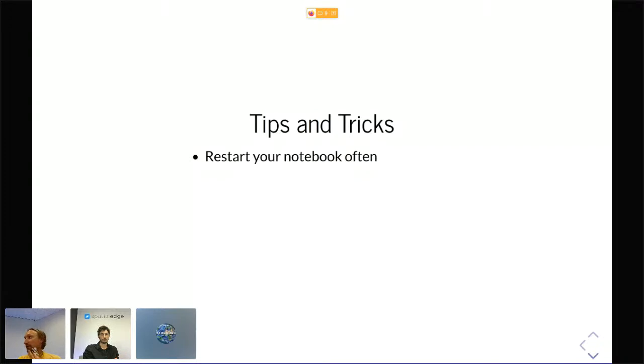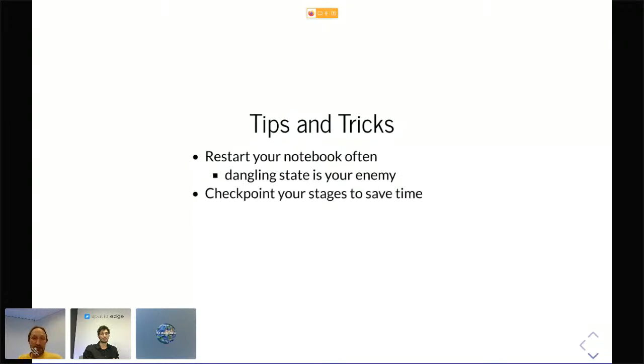It also means that you're not going to have some weird variable in a sub loop that was set out in cell 9 and you're running in cell 100. So restart your notebook often. Dangling state is your enemy. It's bad, bad, bad. Checkpoint your stages to save time. So we've got that one as well.